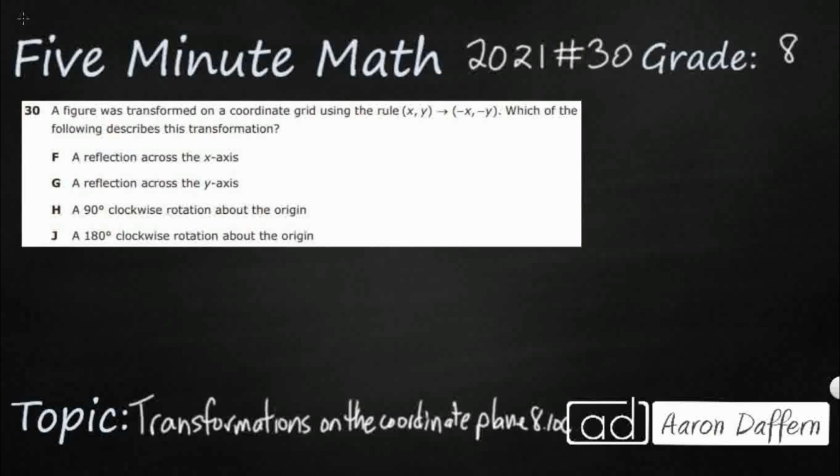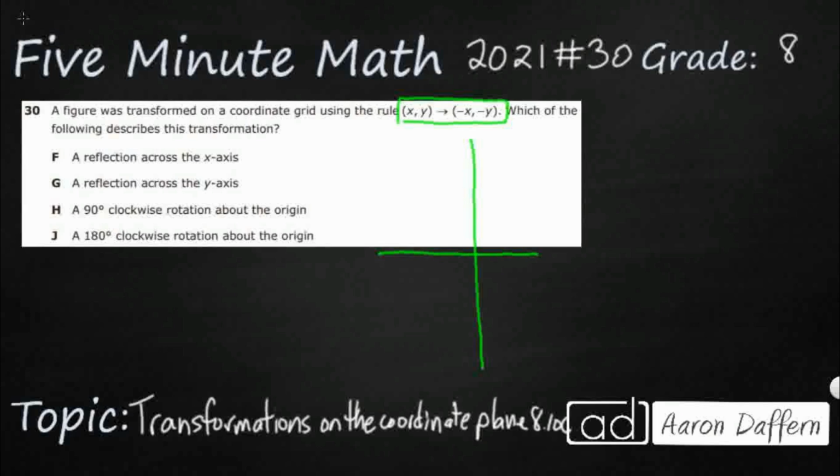So we have a figure that is being transformed here, and we've got this rule, (x, y) changes to (negative x, negative y). And which of these describes it? Well, we don't have any visual here. Now, if I were taking the STAAR test, I would pull out that graph paper and make myself a coordinate grid and plot some of this. We don't have graph paper, but we can still kind of plot something. Let's take our time and get a nice approximation.